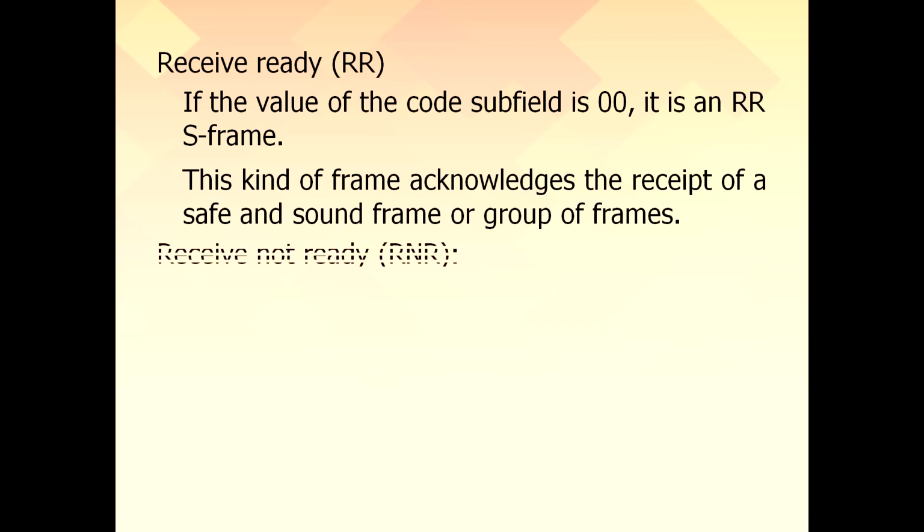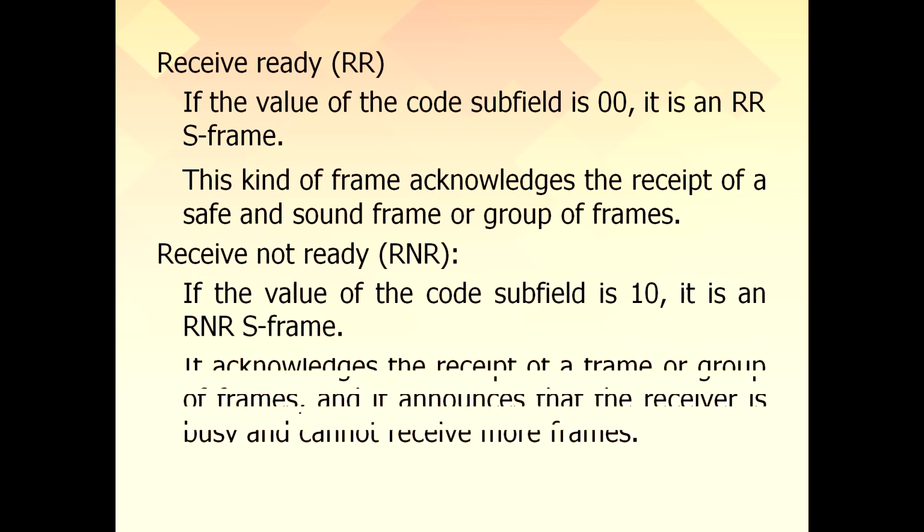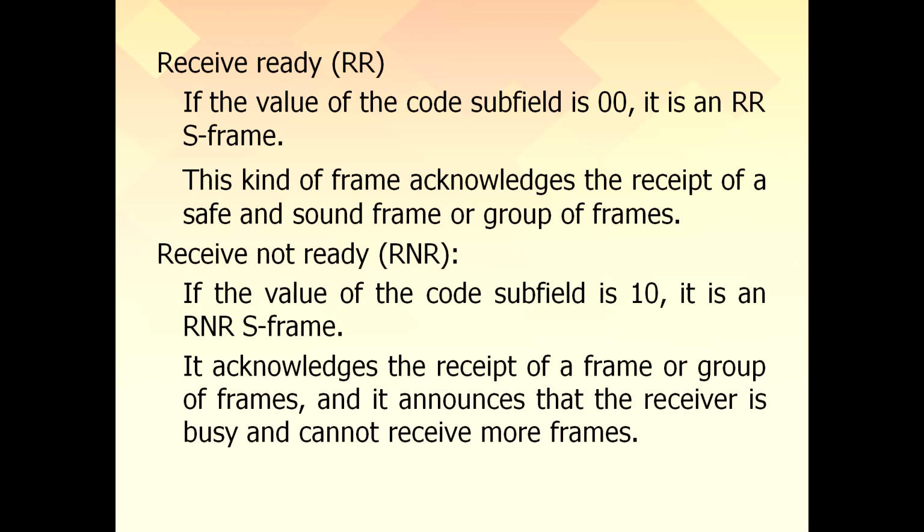Receive not ready, RNR. Where the subfield is 10, it is an RNR S frame. It acknowledges the receipt of a frame or group of frames. It announces that the receiver is busy and cannot receive more frames. Whenever the code is 10, the receiver is busy processing the different frames, so at this time the receiver cannot receive more frames, and you can slow down the process.